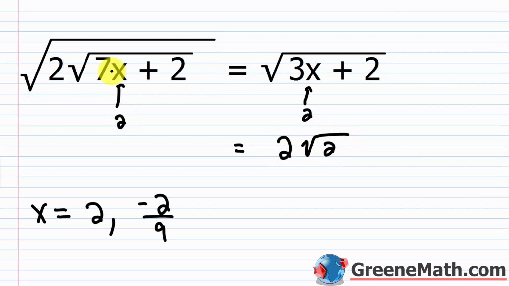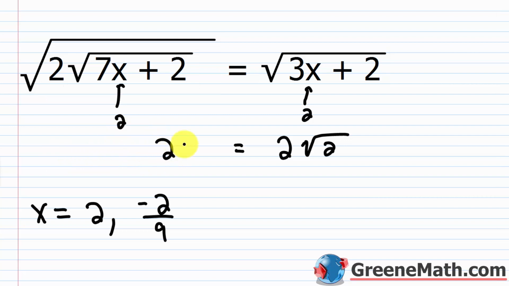What do I have over here? 7 times 2 is 14. 14 plus 2 is 16. So the square root of 16 is 4. So I would have the square root of 2 times 4, which we know is 8, right? The 4 can come out there, and you would have 2 times square root of 2.